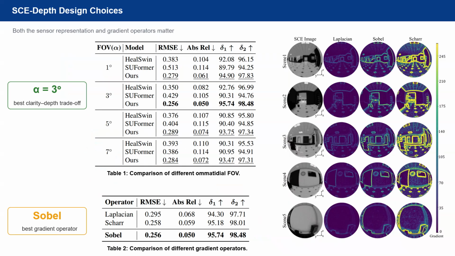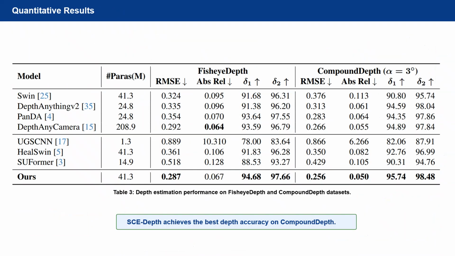We first study the design choices. The ommatidial field of view controls a trade-off between depth sensitivity and image clarity. The best setting is alpha equals 3 degrees, which provides enough overlap without excessive blur. We also compare several gradient operators and find that Sobel gives the best overall performance, so it is used as the default SGFE operator. The main quantitative results show that SCE-Depth achieves the best depth accuracy.